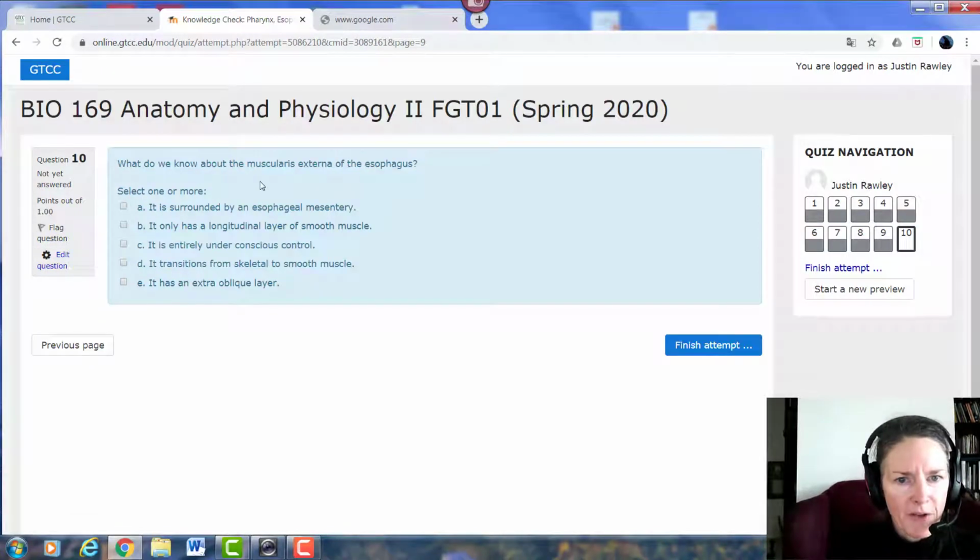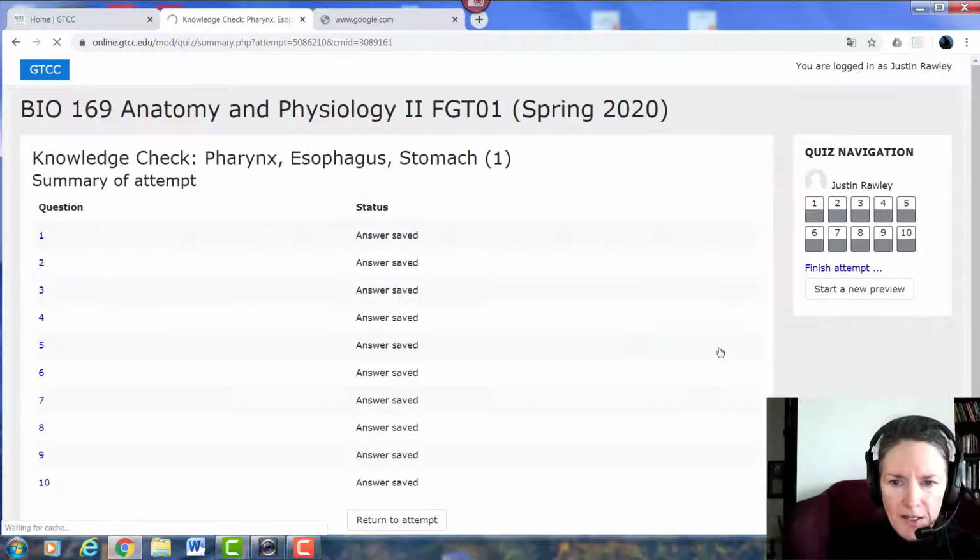All right, what do we know about the muscularis externa of the esophagus? Let's see. It transitions from skeletal muscle to smooth muscle. The first third is mostly skeletal muscle when you're consciously initiating the swallowing, and then once the swallowing gets started, the rest proceeds as a reflex and is taken over by the smooth muscle. All right, let's see how we did.